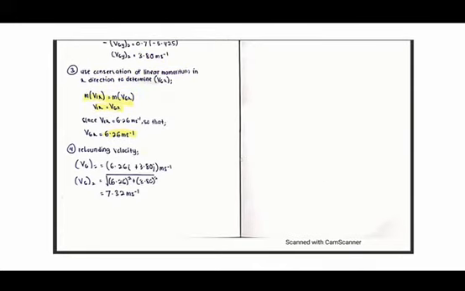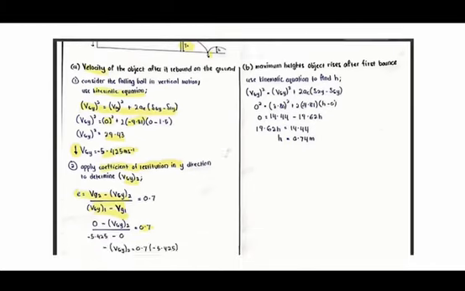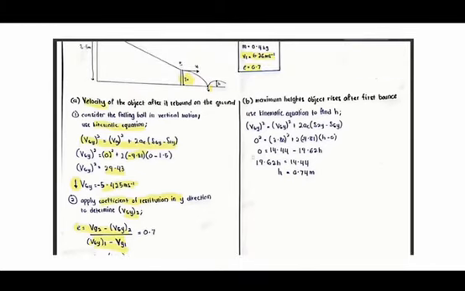For the last step, we find the rebounding velocity by using magnitude and direction. The velocity vg2 is 6.26i plus 3.80j meter per second, and for the magnitude, vg2 equal to the square root of 6.26 square plus 3.80 square, and the final answer we get is 7.32 meter per second.